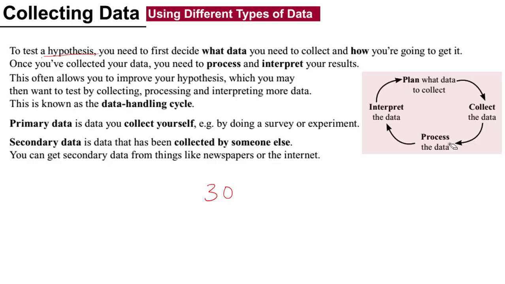The next thing I could do is to process the data, which means I could work out things like mean, range, median. I could draw graphs from that data to help me understand what the data is telling me. Then after that, I can interpret it. So I could compare the mean for the boys and the mean for the girls. So then I can draw a conclusion. Okay. So this is called the data handling cycle.